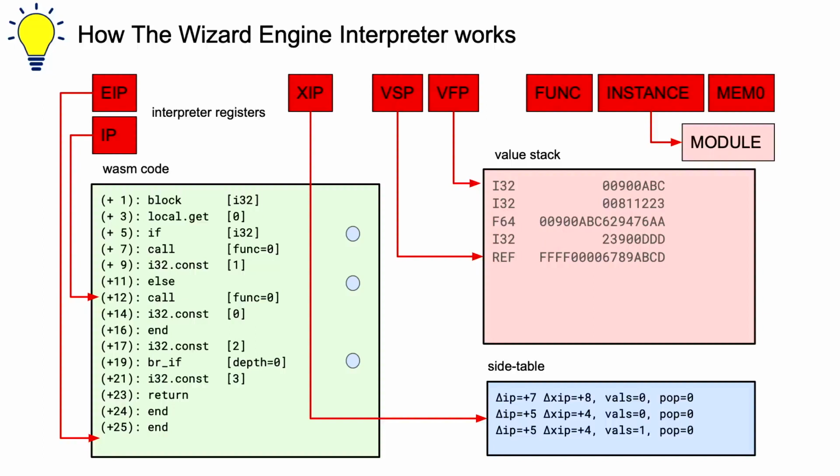Okay. And then the last thing, the XIP, which I should have renamed in this slide, but I keep forgetting. That is actually the adjustment to this pointer into the side table. So the trick is that the side table pointer, or the XIP, always points at the entry that you're going to need next.